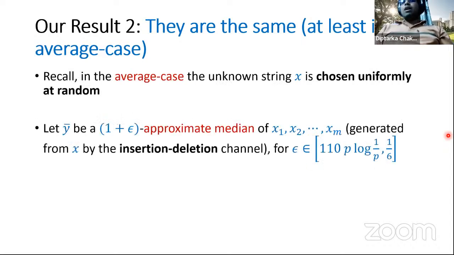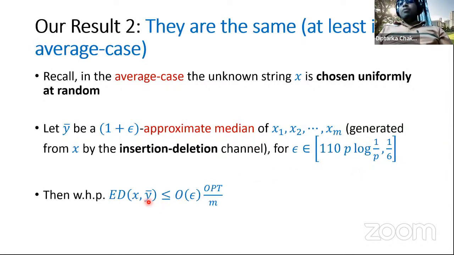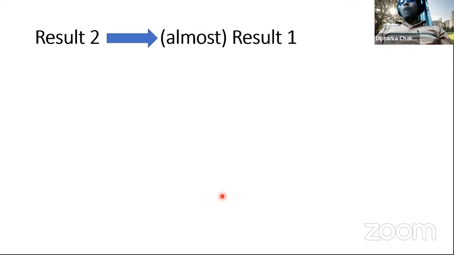Suppose y bar is a 1 plus epsilon approximate median. Then we show that this approximate median and the unknown string x are actually very close. The distance is of order epsilon times opt by m. And this is one of our main contributions in the paper, because if you could show result 2, then it actually implies result 1. Why?